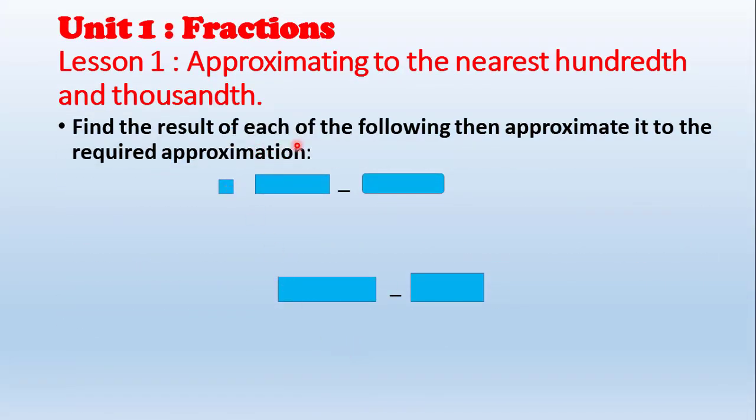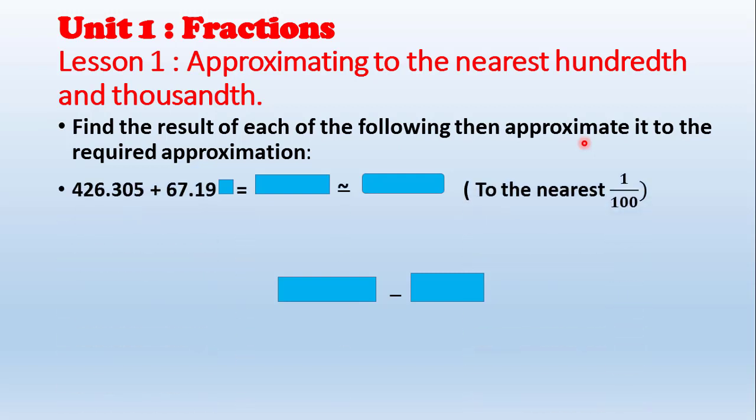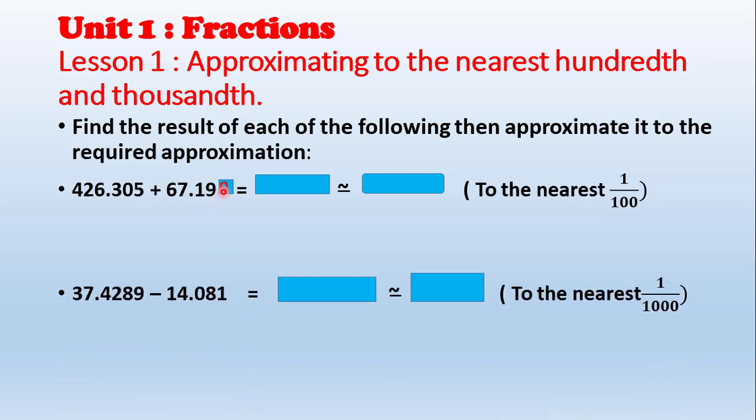Find the result of each of the following, then approximate to the nearest. Okay, it doesn't tell us the required approximation, so okay, as the required. Let's see the first one. Here we have 426.305 plus 67.19. I want to add, so I want to check the decimal places. Here we have 3, but here we have only 2, so I should put 0. Don't forget. Now let's start adding.